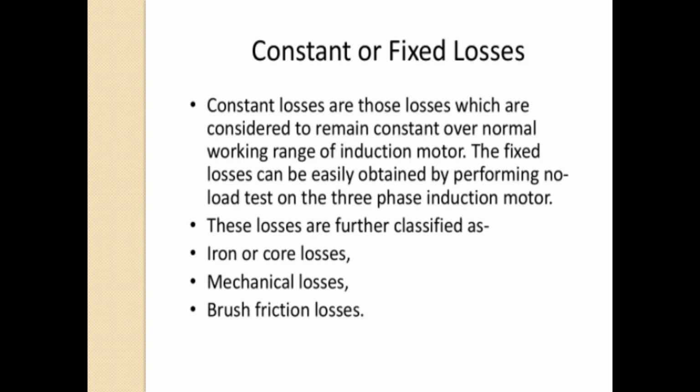First one is magnetic losses. First one is constant losses or fixed losses. Constant losses are those losses which are considered to remain constant over the normal working range of the induction motor. The fixed losses can be easily obtained by performing a no load test of the three-phase induction motor. These losses are further classified into iron loss or core loss, and mechanical loss or frictional losses.